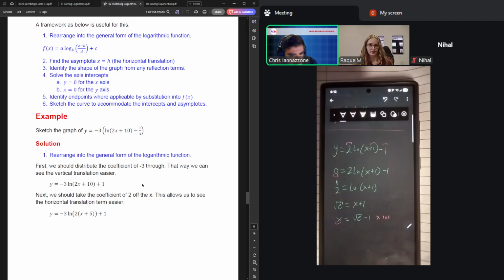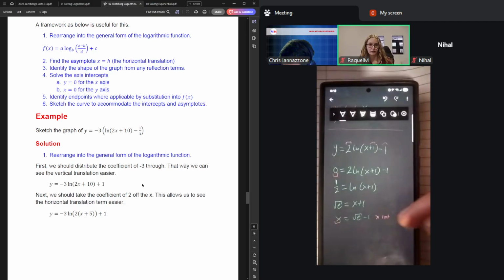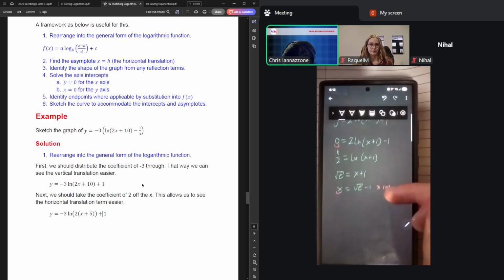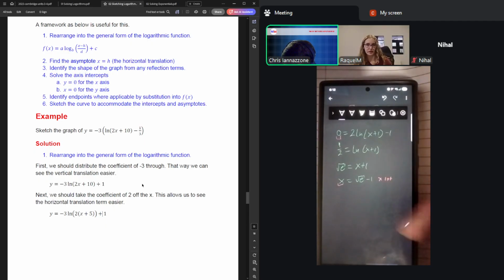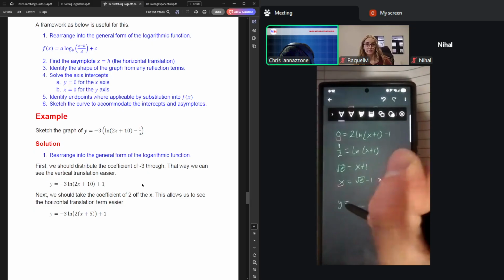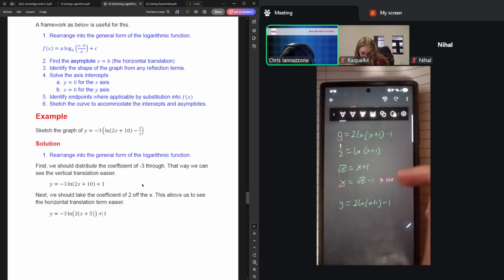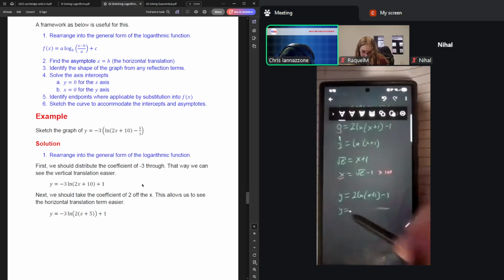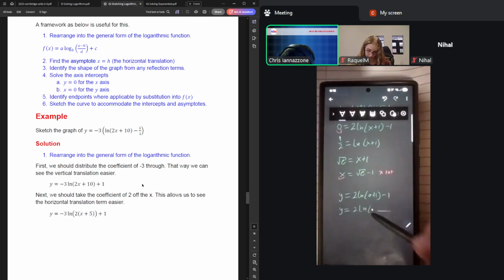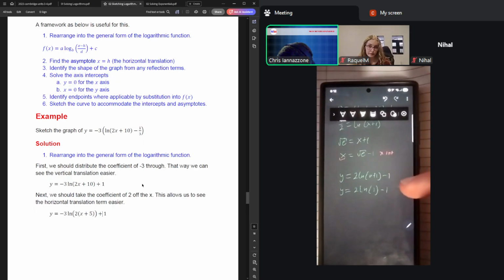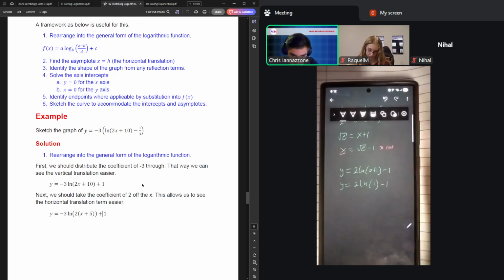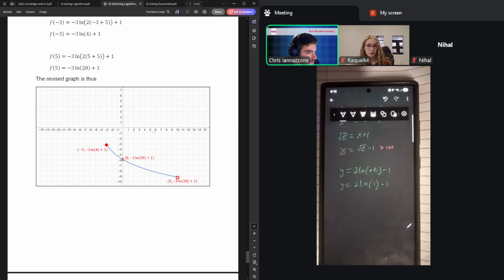Would you find the y-intercept? Yep, sure. How do we find y-intercepts? Make x equals 0. That's it. Y equals 2 natural log 0 plus 1 minus 1. This is a pretty nice question to pick. It does touch on a fair few things. Okay, we get it down to 2 natural log of 1 minus 1. Not a trick question. Can we simplify this further?